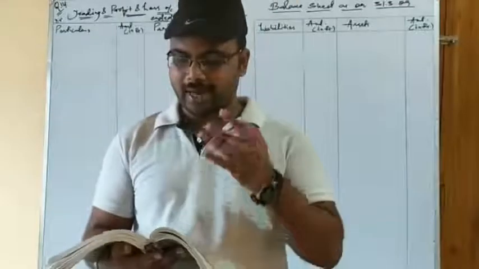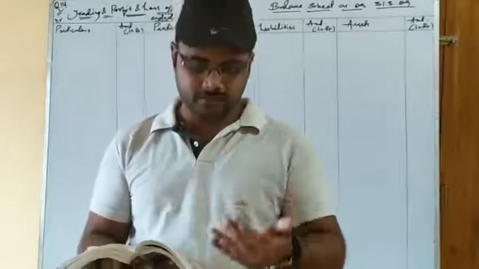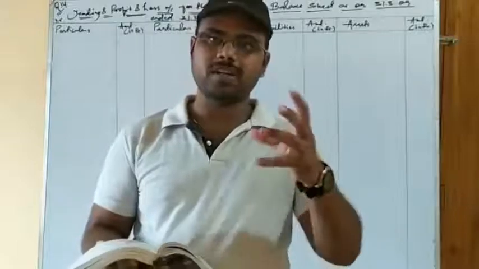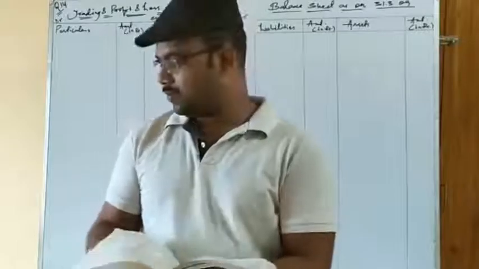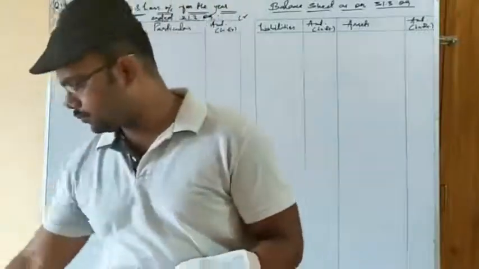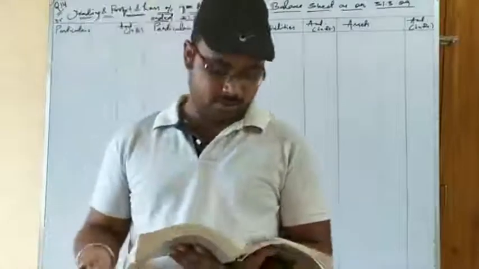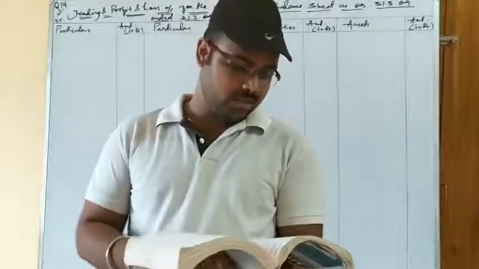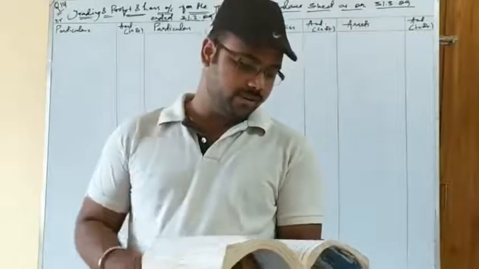Okay, so again I will explain how the adjustments are treated while posting the adjustments to the respective items of the trial balance. Okay, so now it's time to start our question. So the first item in the question is furniture.